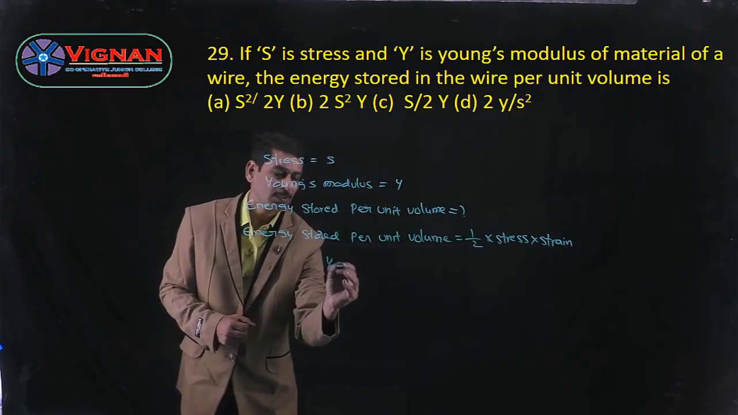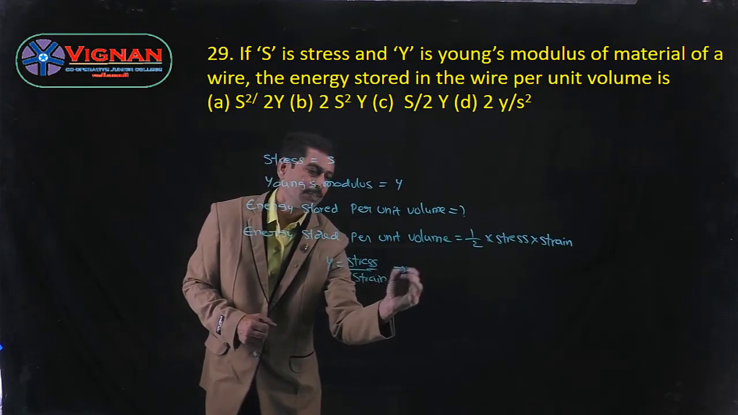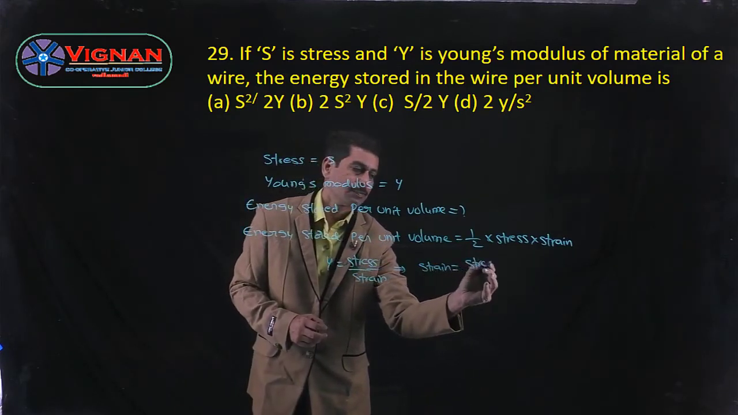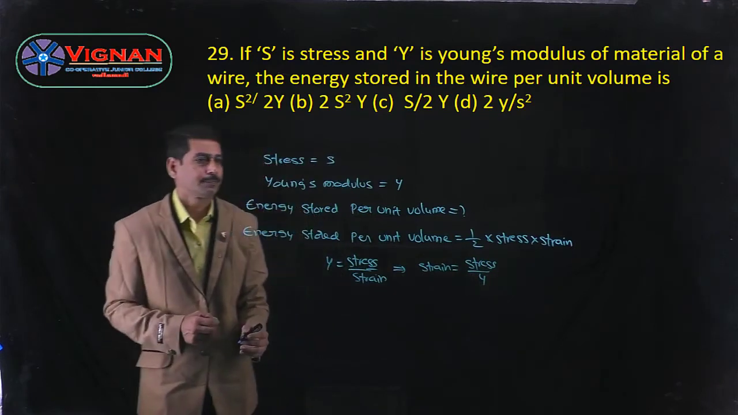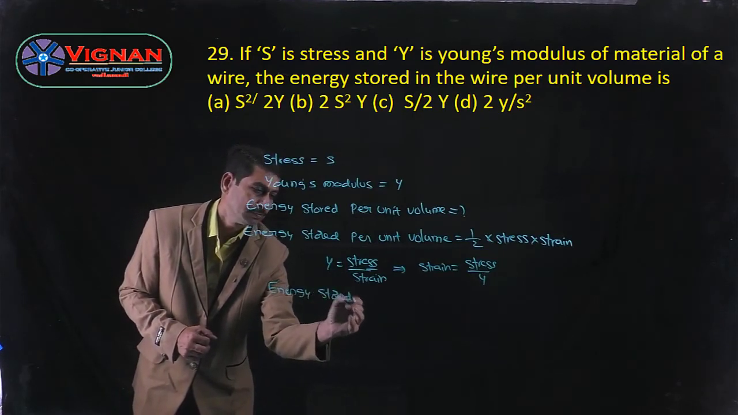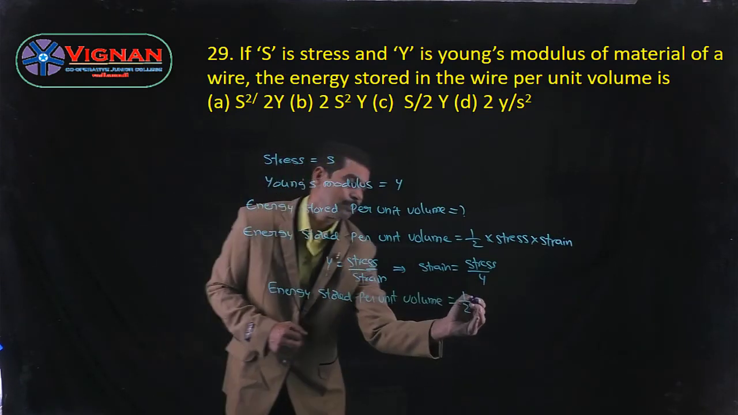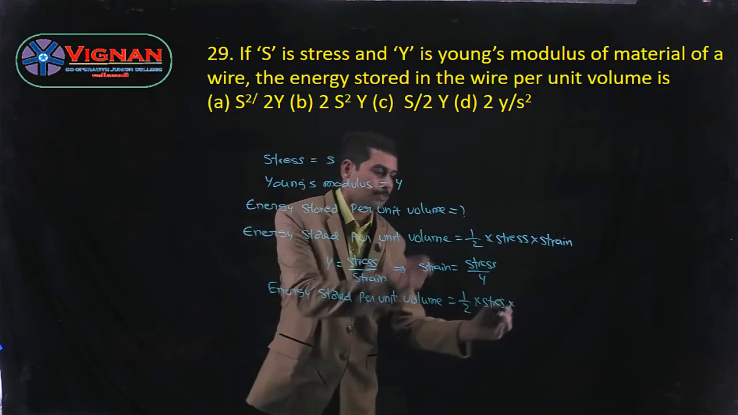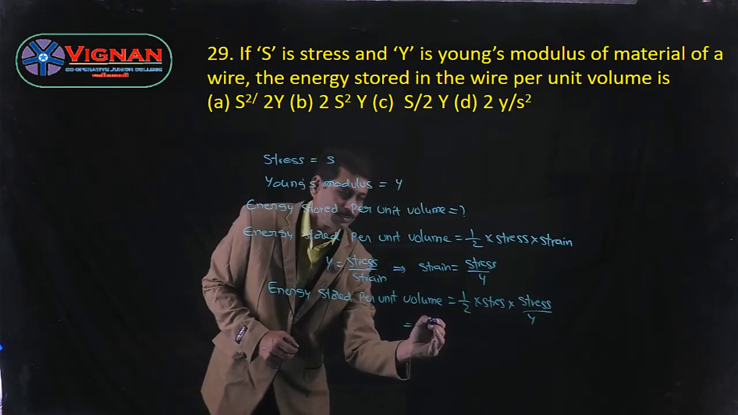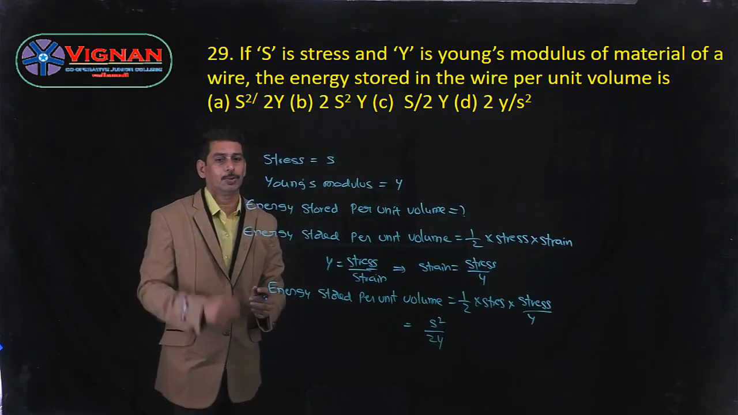We know Y is equal to stress by strain. From this, strain is given as stress by Y. Then the energy stored per unit volume is equal to half into stress, and instead of strain we write stress by Y. The stress is given as S, so it is S square by 2Y. So this is the energy stored per unit volume.